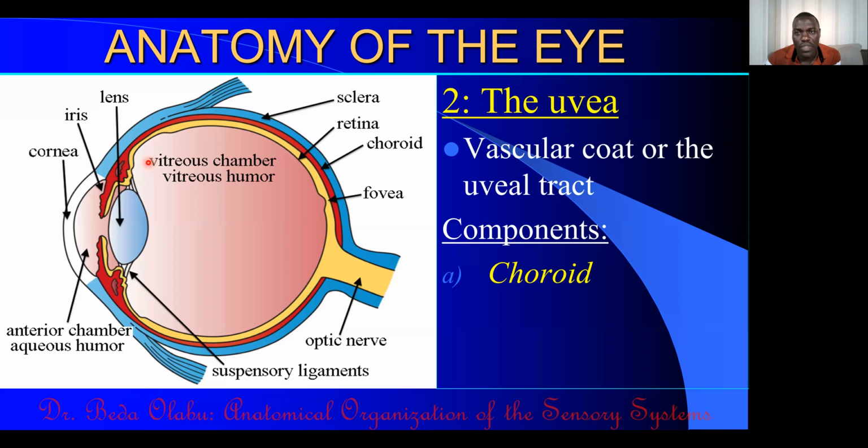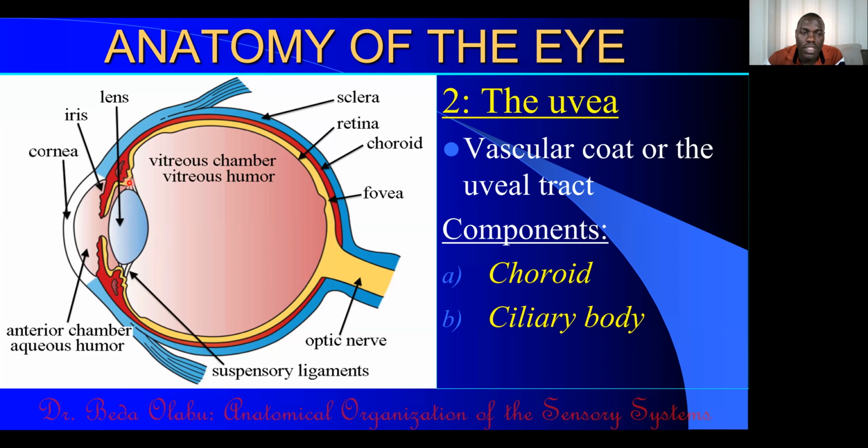The second component of the uvea is the ciliary body. This is the ciliary body here. Two key functions for the ciliary body. One is that it suspends the lens. So this is the lens. The ciliary body suspends the lens through these suspensory ligaments. And so through that, the ciliary body is able to adjust the shape of the lens. Adjusting the shape of the lens is important for focusing. If you want to see far objects, then the lens must flatten. If you want to see near objects, then the lens bulges in what we call accommodation.